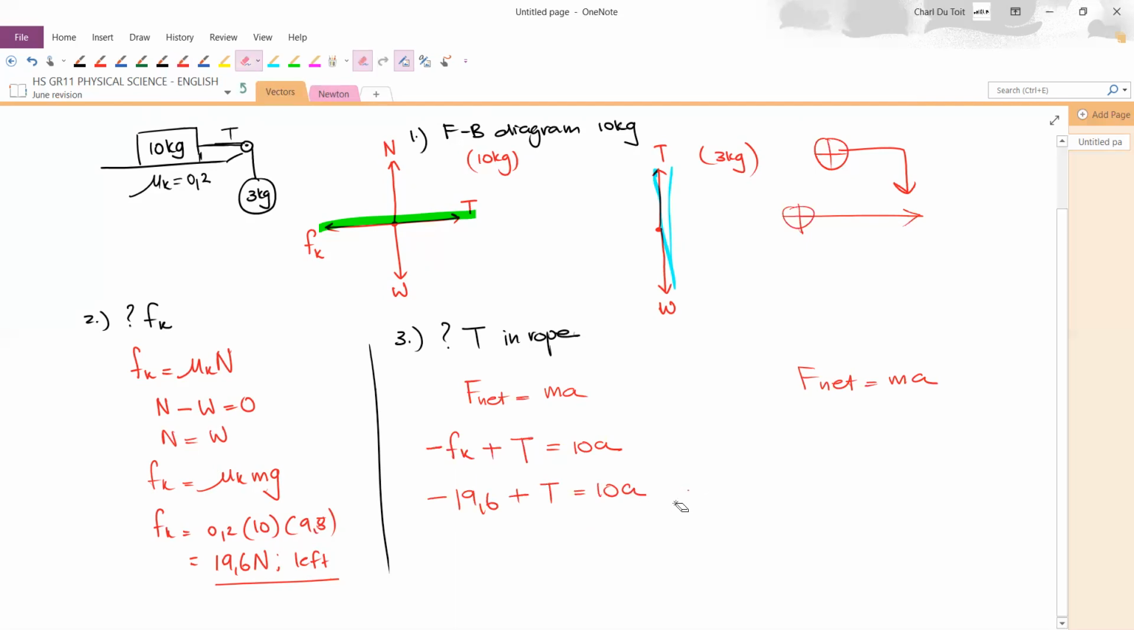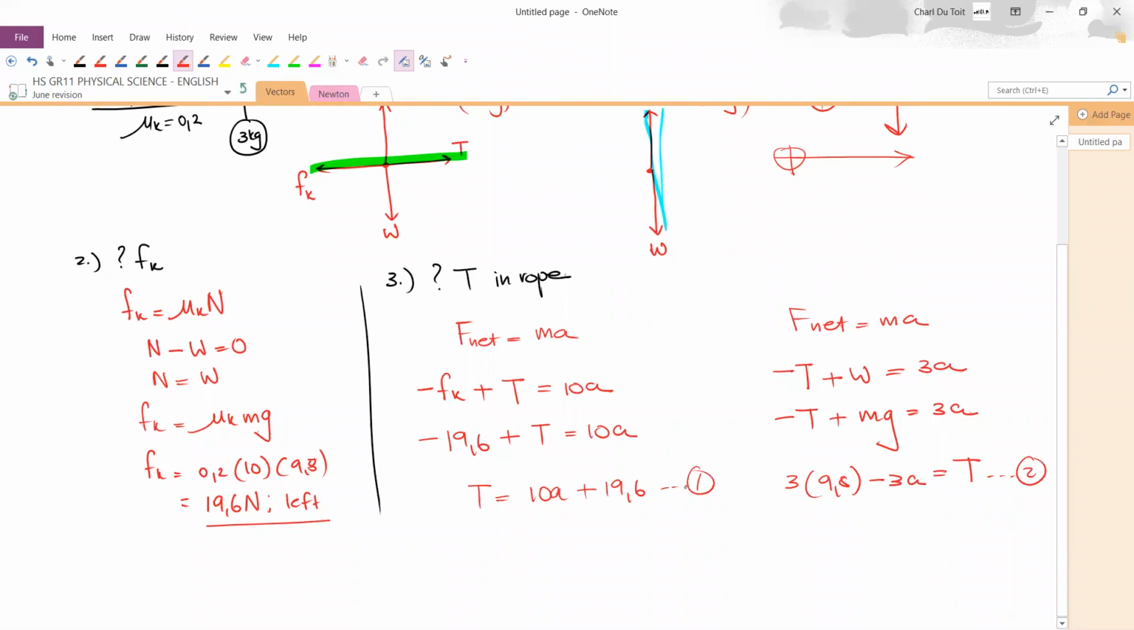Now, what I normally do, I just make tension the subject of the equation. Tension is 10A plus 19.6. And then I set up a second equation with the 3 kg. Tension in the rope is now negative because it's upwards, plus the weight component is 3A. So negative tension plus mg is 3A. I'm going to make tension of the rope the subject again. M is 3 and g is 9.8 minus 3A. And that's my second equation.